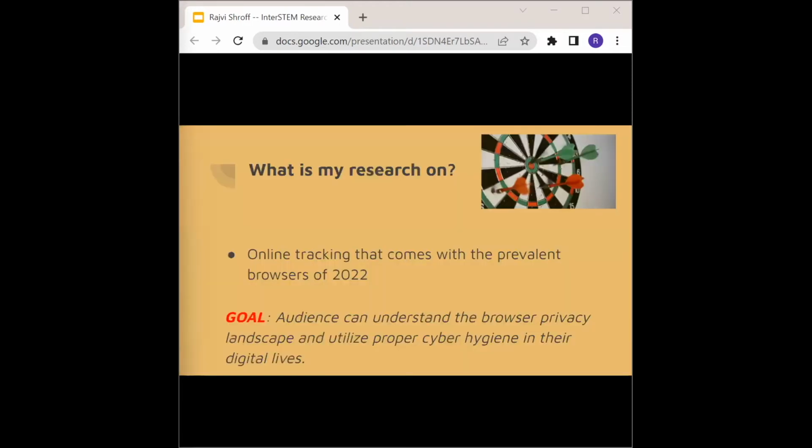So to begin with my research topic, first, what is my research on? I focused on the online tracking that comes with today's browsers. In my paper, I used 2 tools, Cover Your Tracks and Browser Leaks, to gather data on how much information each browser tracks, such as the bits of identifying information that can be used to track a user, and I concluded my findings. My goal was to help my audience understand the browser privacy landscape and utilize proper cyber hygiene in their digital lives, which is why my research is so important and relevant as well.